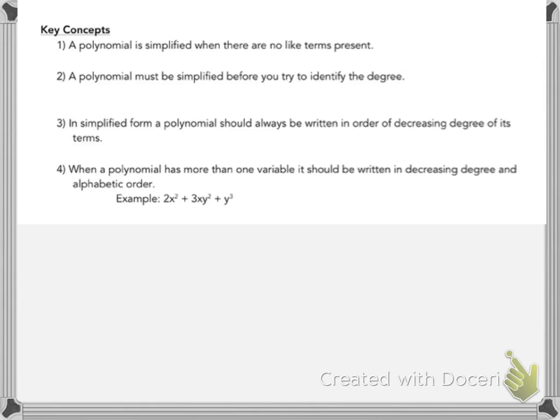Alright, so just like in the last section, we want to simplify our polynomials and write them in simplest form. For that to happen, there have to be no like terms present. If there's anything that you can still combine, you have to do that. You need to simplify it before you try to figure out what the degree is. Like I said, it needs to be in order and everything needs to be combined. Otherwise, it might change your leading coefficient, and looking at the order might also change where you're looking to find the degree.